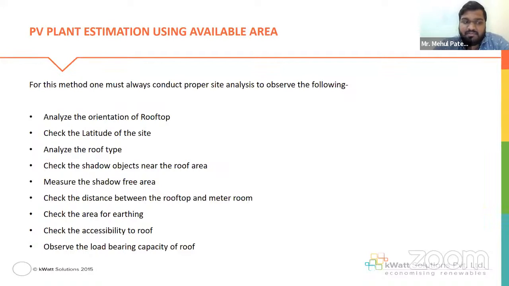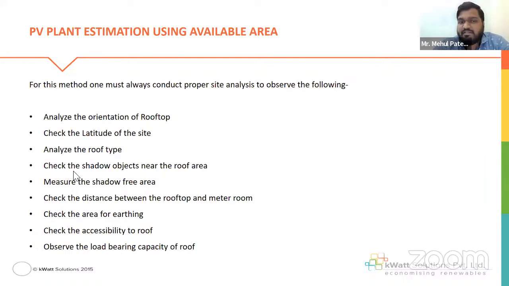There are some cases, some places where the shadow objects are too high, so you need to do this analysis physically. You need to check the orientation of the rooftop, and you need to check the latitude of the site, so that the tilt angle of the solar panel can be determined. Analyze the roof type. What I mean by roof type is whether the roof is a plain RCC roof, whether the roof is a tin shed, or anything else.